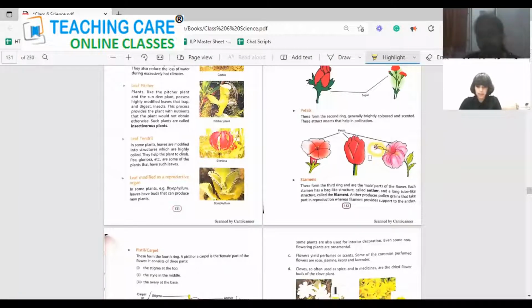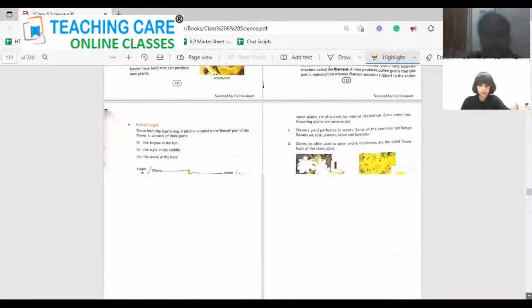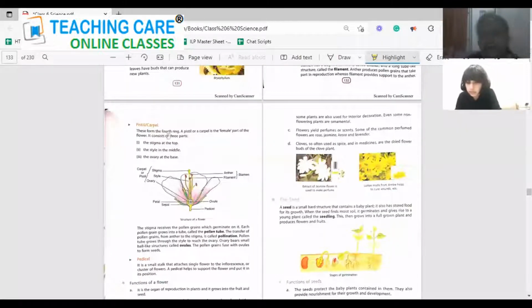Inside the anther, it is like a bag-like structure inside which the pollen grains are located. Next we'll see about the carpels or pistils. These form the fourth ring. This is the female part.